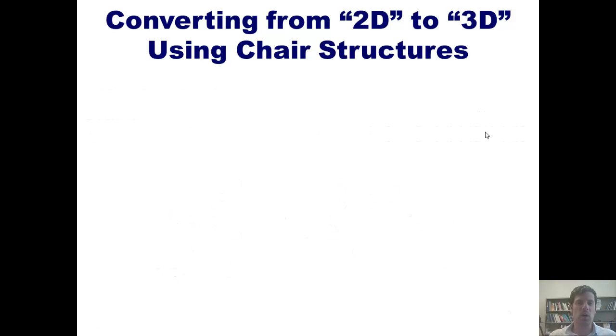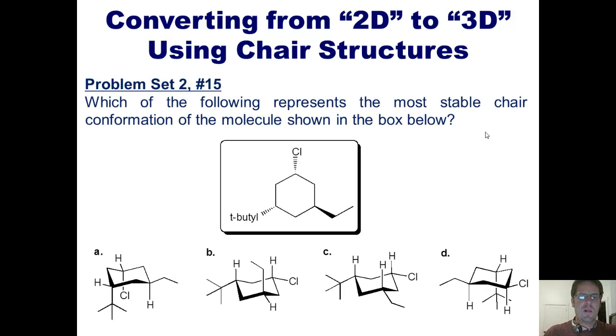With that said, let's go to an example problem. Which of the following represents the most stable chair conformation of the molecule shown in the box below? Now, to answer this question, I'm going to first number every atom in my original cyclohexane ring. Now that I've done that, I want to focus on the positions and directions of each substituent on the ring.